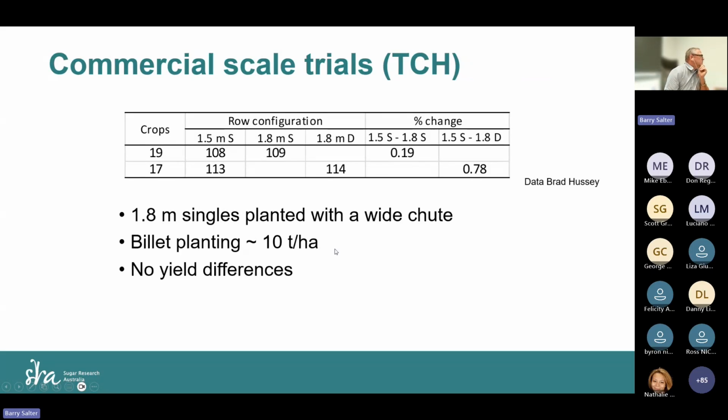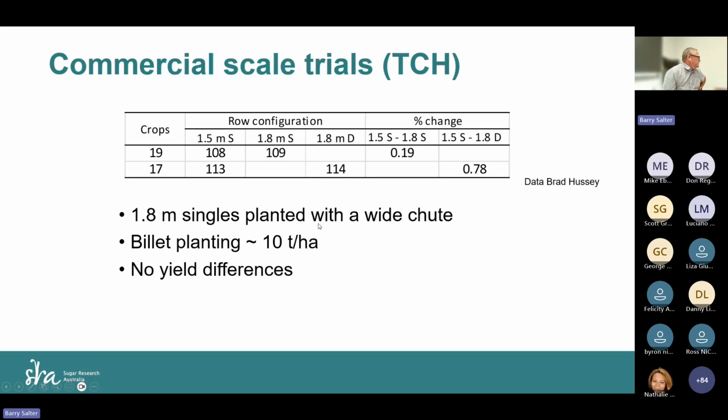the 1.8 metre duals. The big difference in this setup was that these trials were planted with billet planters. And as you know, billet planters are putting out roughly 10 tonnes to the hectare, maybe slightly less in some cases, maybe slightly more in some cases. So significantly more planting material was going in.